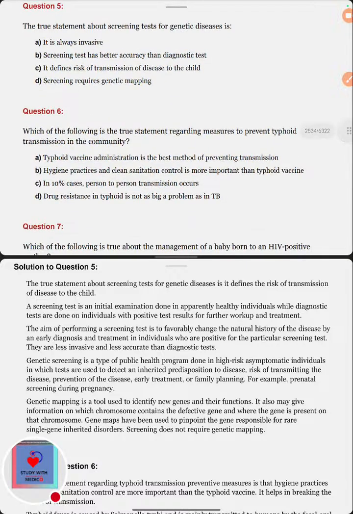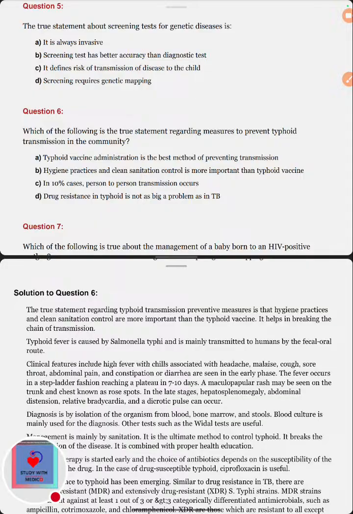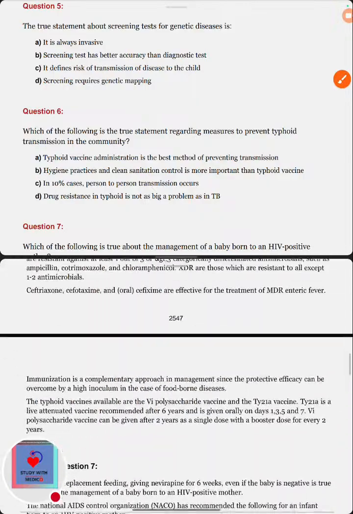Which of the following are statements regarding measures to prevent typhoid transmission in the community? Vaccine administration is the best method of preventing transmission. Hygiene by clean sanitation control. Typhoid vaccine. Are hygiene practices and clean sanitation control more important than typhoid vaccine? Typhoid vaccine is not that effective. Okay. It helps in breaking the chain of transmission. Hygiene practices, clean sanitation. Typhoid is caused by Salmonella typhi, transmitted by the human fecal-oral route.